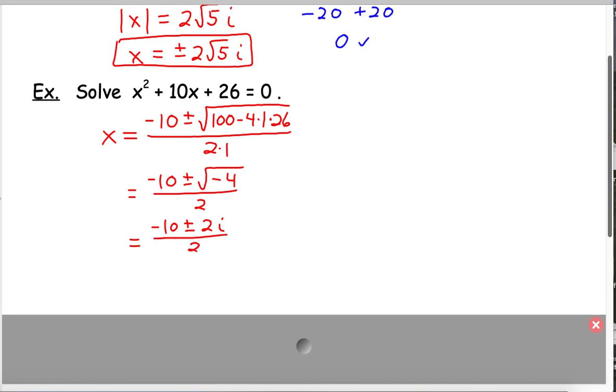And then we can split that up into two fractions. Negative 10 divided by 2 is negative 5, plus or minus 2i over 2, which reduces down to 1i. And so there's your two solutions. Those are the two zeros of this quadratic in the complex number system.